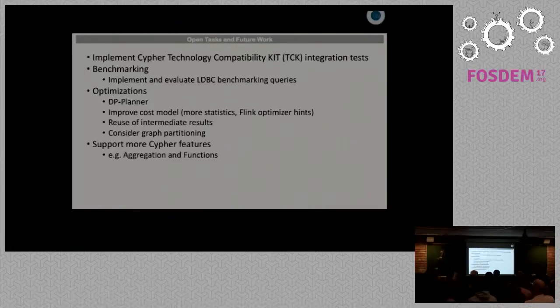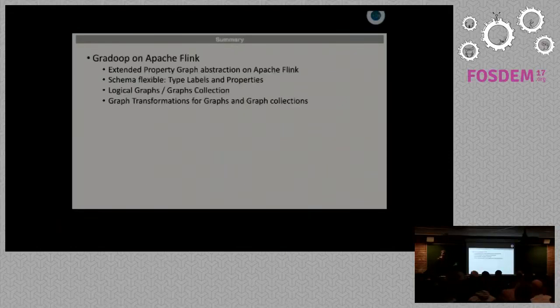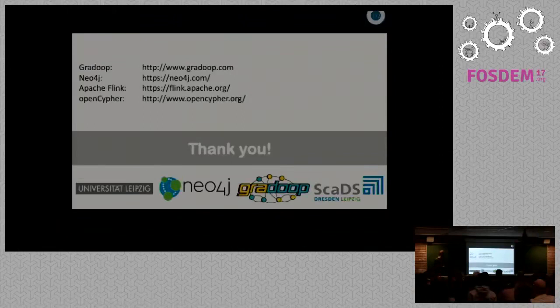And of course, we want to support the rest of the Cypher features and maybe even introduce more Cypher features like regular path queries or support for this extended property graph model. And here's where you can come into the big picture, because if you are interested in this and if you think that's cool, then it's open source. So you can work on this with us together and just contribute if you like to and if you think that's a cool thing.